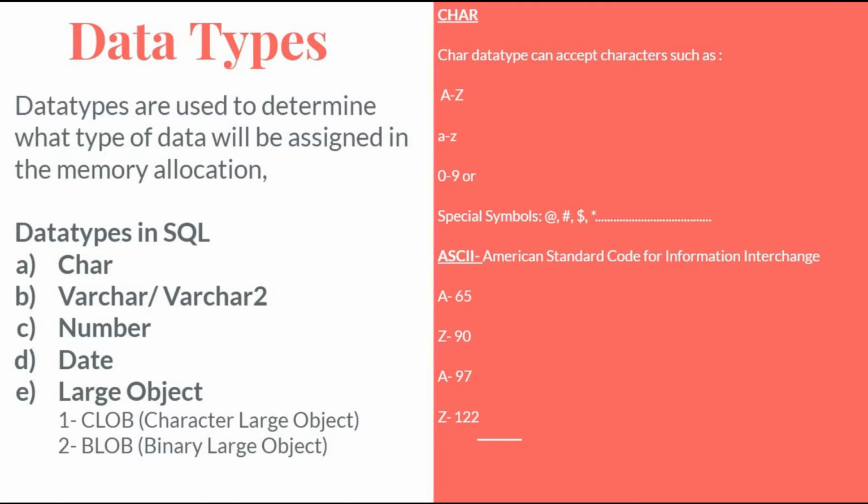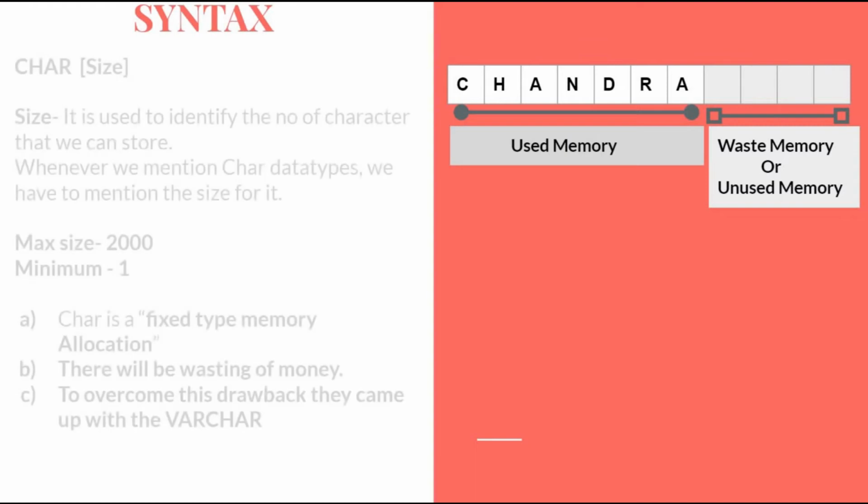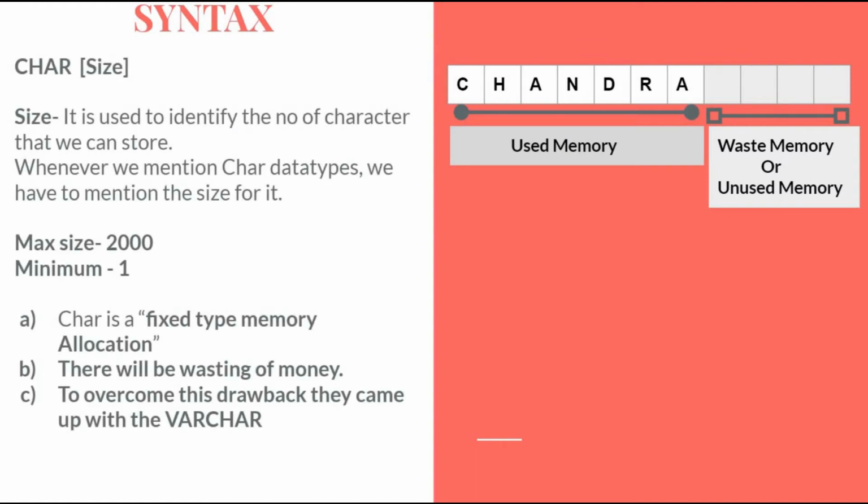What is the syntax of char? The simple syntax of character is char, and in the brackets you have to mention the size. The size will be 10, 20, 30 according to your data. Now, what is the size? Do you know about size? Like 1, 2, 3, 4, the character size. In common language, it is used to determine the number of characters that we can store. Whenever we mention the char data type, we have to mention a size for it. That's why the syntax of the character is char(size).